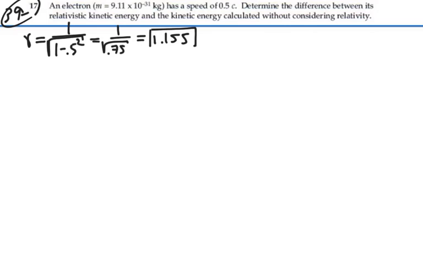Okay, well, let's see what our gamma is for this case. Gamma is going to be 1 over the square root of 1 minus 0.5 squared. That's 1 over the square root of 0.75, and that is equal to 1.155. So it's a fast speed, but it's half the speed of light, and it's relativistic, but not in the sense of really approaching the speed of light. So this is going to be interesting to see what this comes out to be.